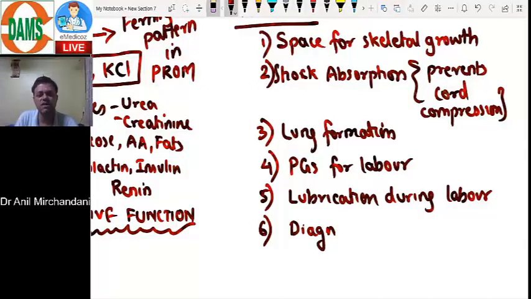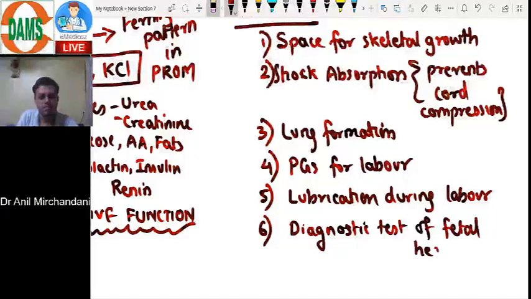Then after lubrication, amniotic fluid is a diagnostic test of fetal health. It's a mirror of fetal health, I told you. If amniotic fluid is normal, I can say that the baby is normal. If amniotic fluid is reduced, then it could be reduced blood supply to the baby. So it's a diagnostic test of fetal health. Amniotic fluid has diagnostic value as well. Okay, guys. So these are a few important facts about amniotic fluid, which is what you have to remember.